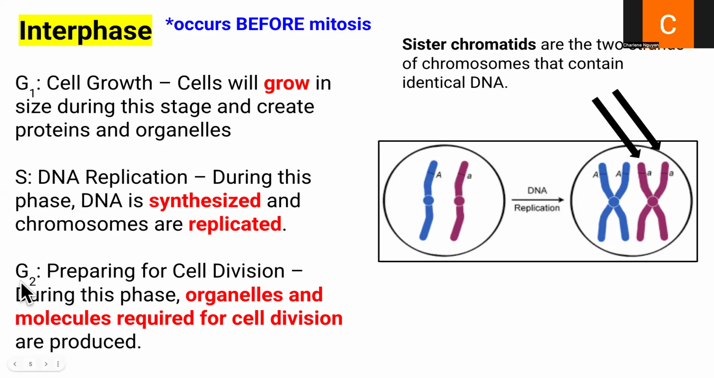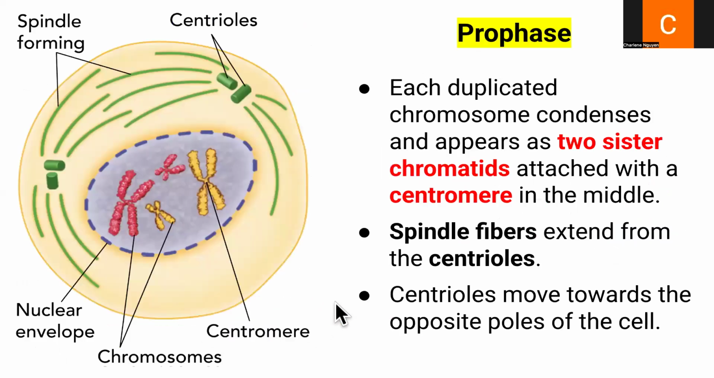And then last step of interphase is G2. And during this step, this is where the organelles necessary for cell division are produced. All right, so you can summarize mitosis into the acronym PMAT. So PMAT stands for prophase, metaphase, anaphase, telophase. The first one is prophase. So the first stage of mitosis is called prophase.